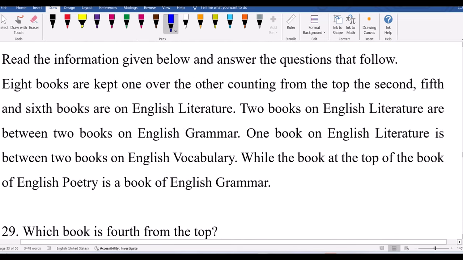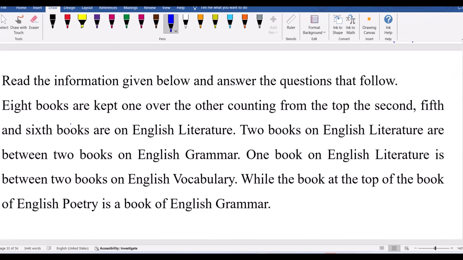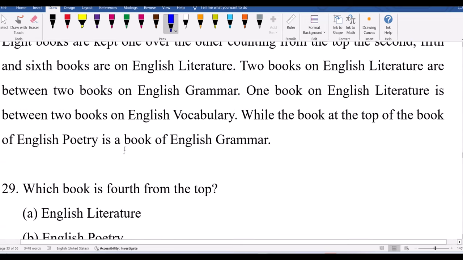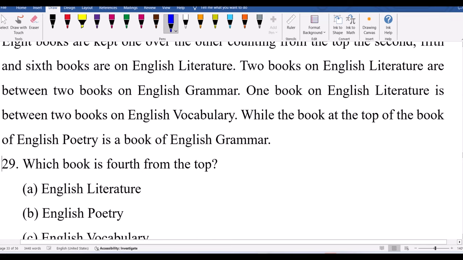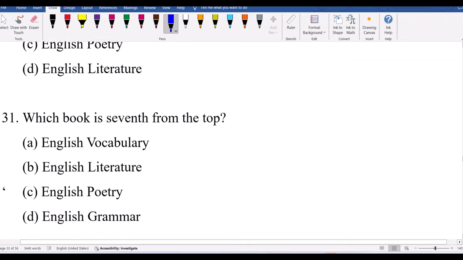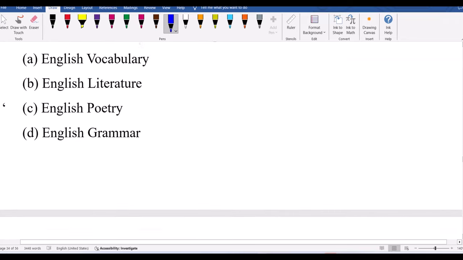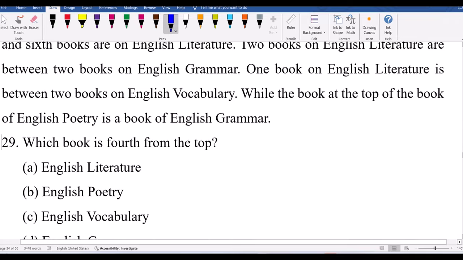Now again, CoCubes, this is how they'll ask. One passage, CoCubes are vbox in general, but this is a CoCubes question. One passage, and below that you can identify there are a couple of questions they're asking. All right, three questions related to that.